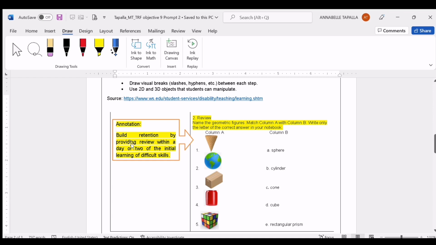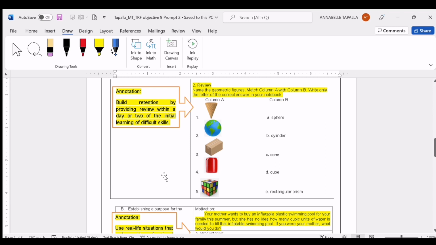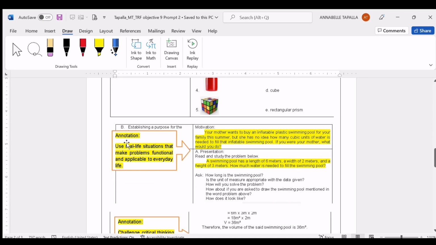aking annotation. So build retention by providing review within a day or two of the initial learning of difficult skills. So review for the retention. Then another one, use real life situation that make problems functional and applicable to everyday life. So yan po. So kinunik ko lang po yung aking problem to the real life situation.